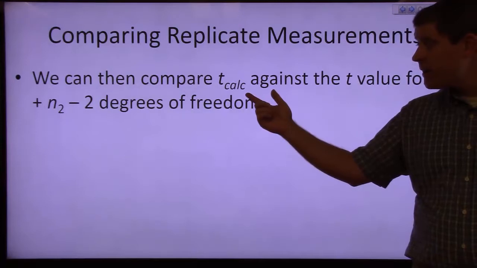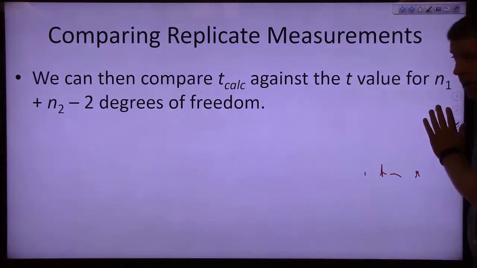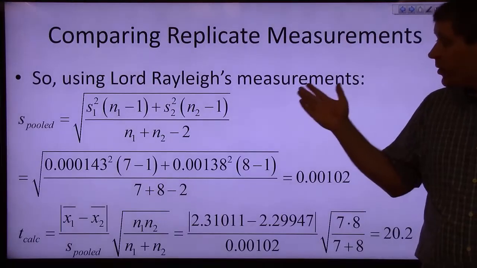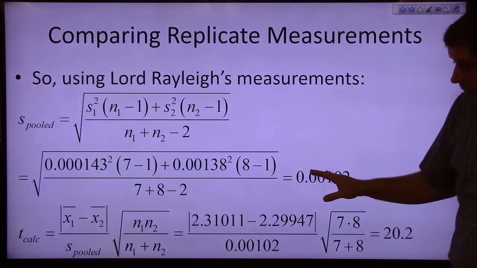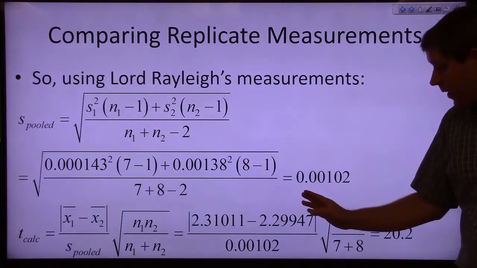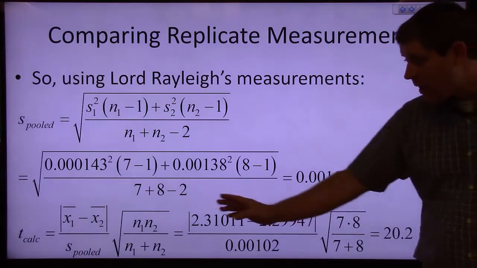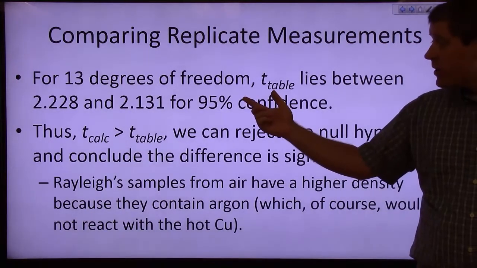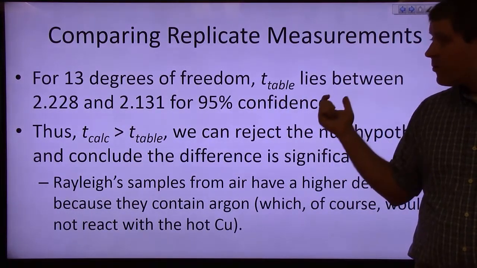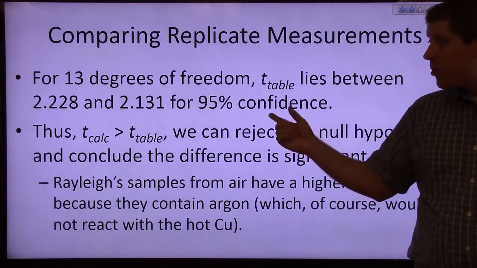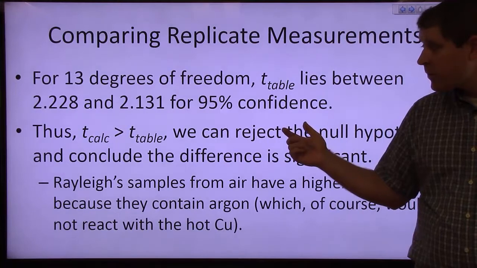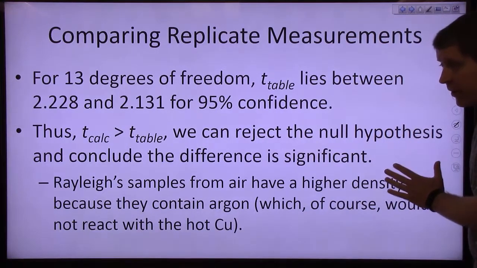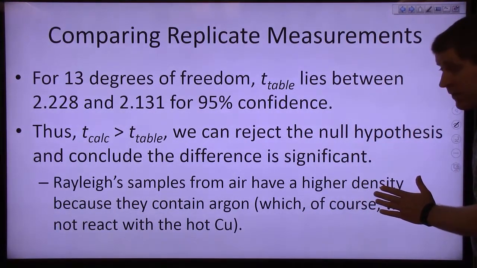And we can then compare our calculated t value against the t value for our number of degrees of freedom, which is n1 plus n2 minus 2. And so using Lord Raleigh's measurements, when we plug in the values, we then get a pooled standard deviation of 0.00102, and our t calculated is then 20.2. So for 13 degrees of freedom, the t value from the table lies between 2.228 and 2.131 for 95% confidence, and thus our t calculated is larger than our t table, and we can reject the null hypothesis and conclude the difference is in fact significant.